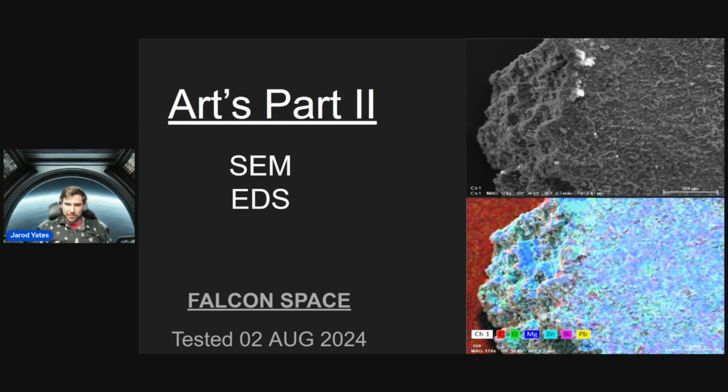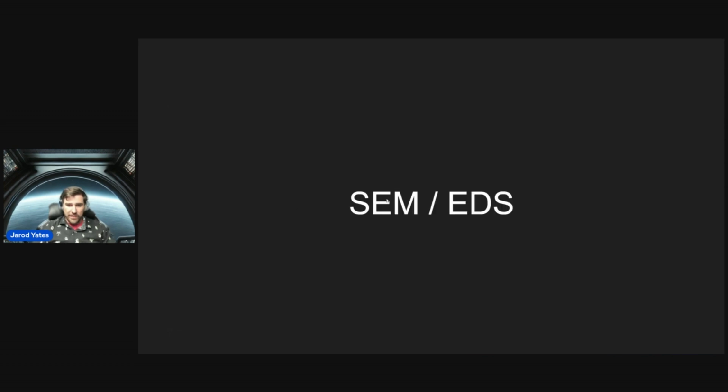Over here, you can see an example of the scanning electron microscopy. Over here, the energy dispersive spectroscopy, where you can see the elements. We did this testing at the beginning of August and have been going through the results of this and trying to come up with some analyses.